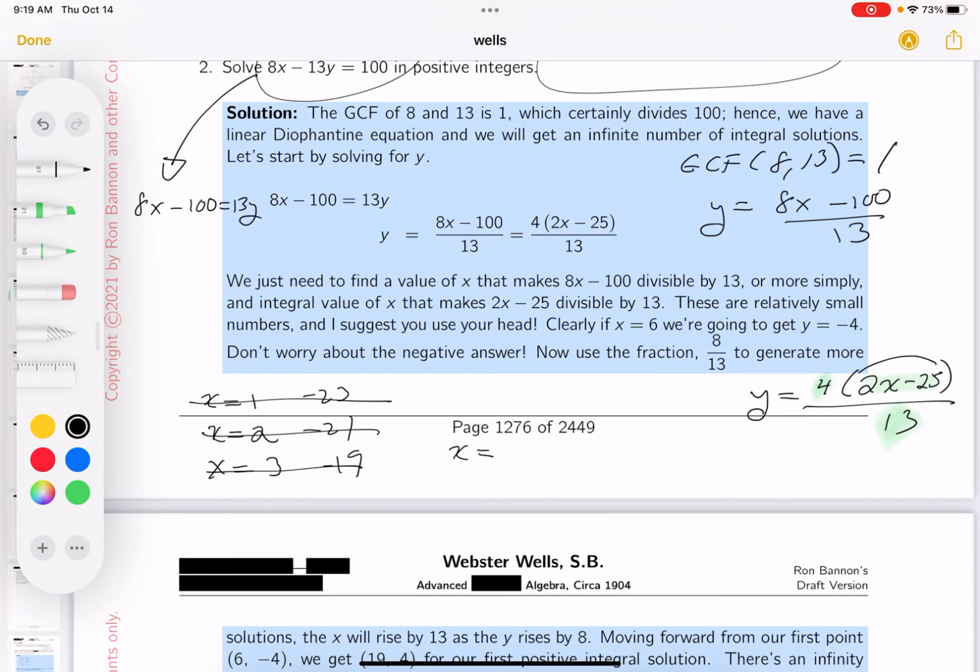Right? What do you get there? 2 times 4 is 8. And 8 minus 25, I'm sorry, I did something crazy there. I'm daydreaming again.